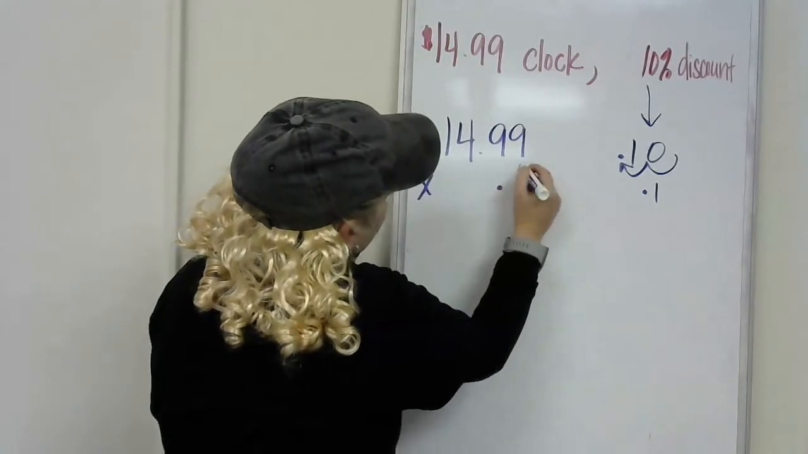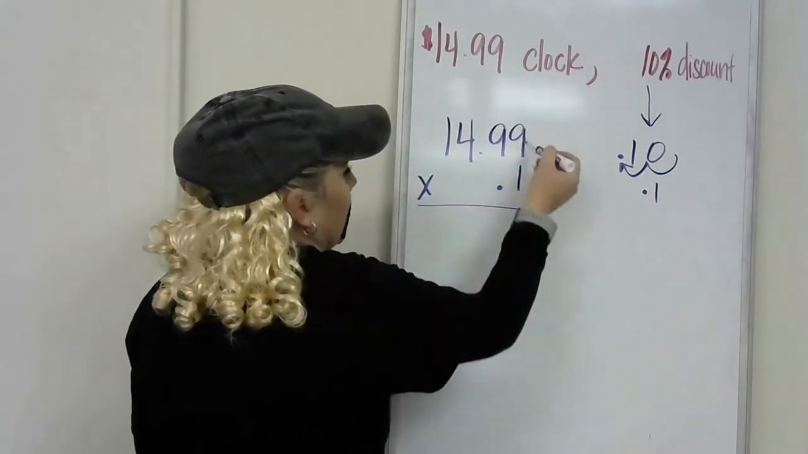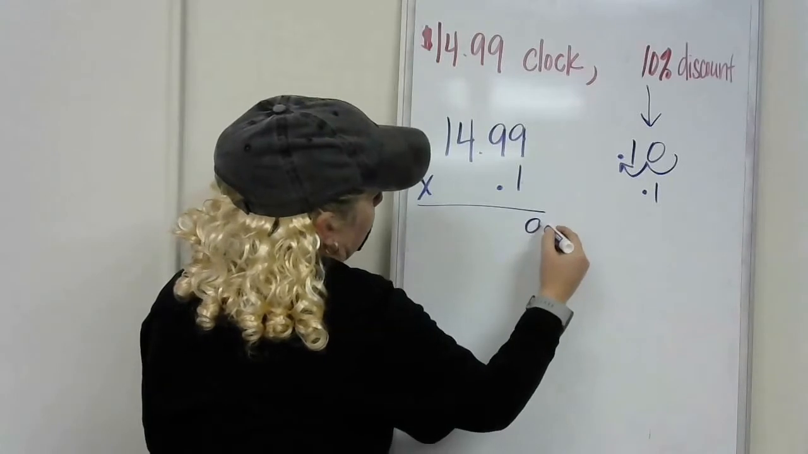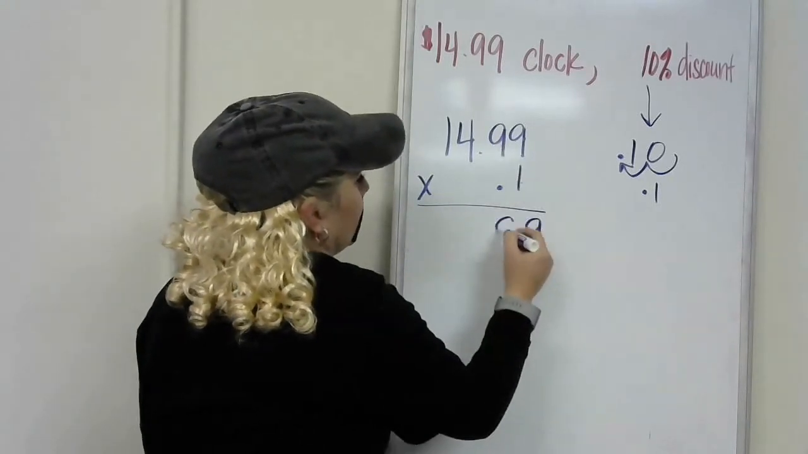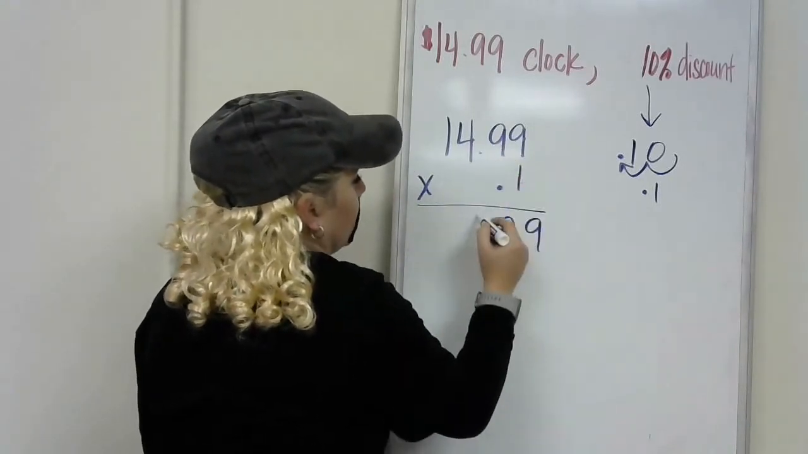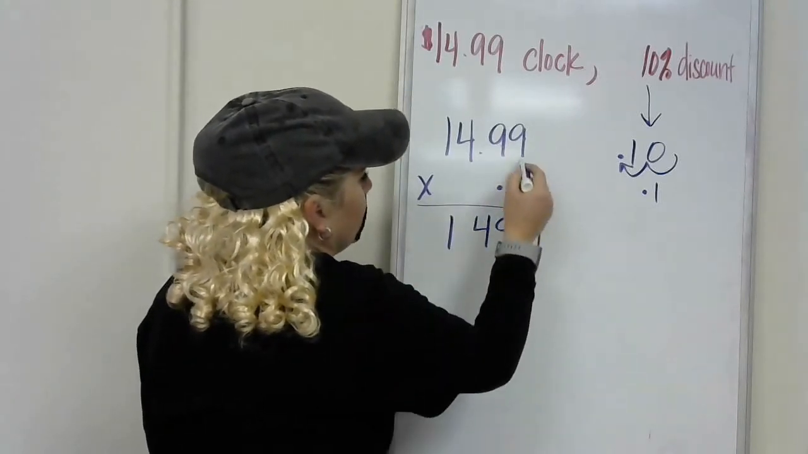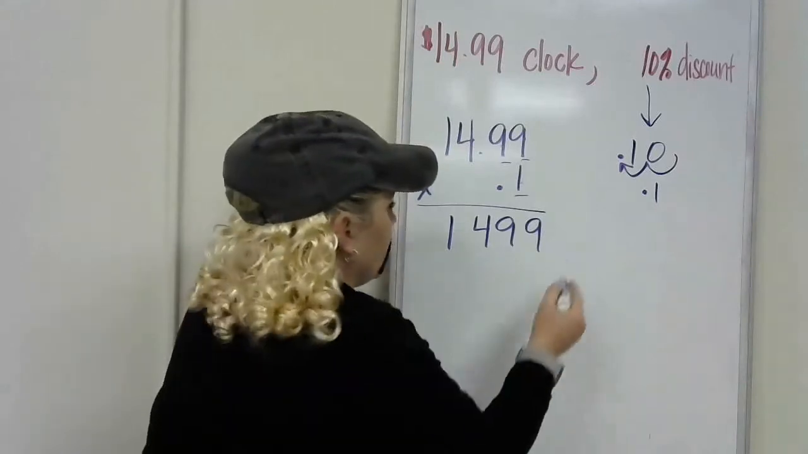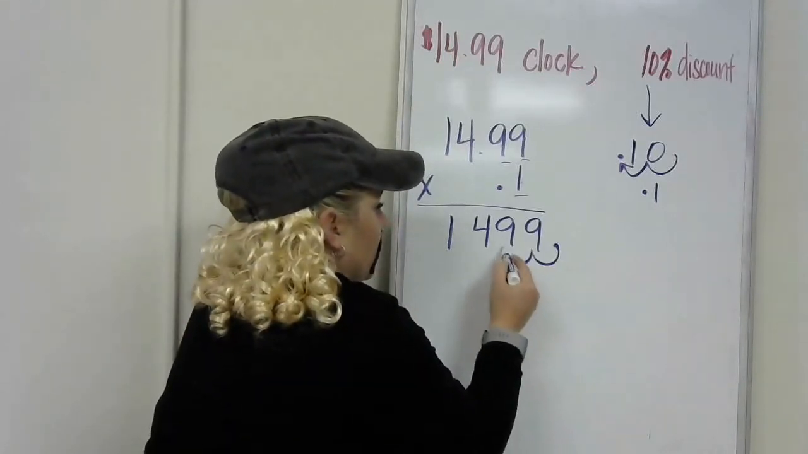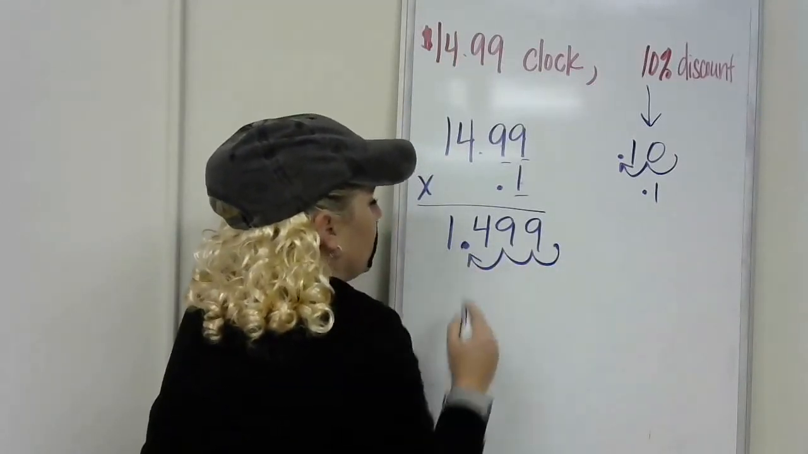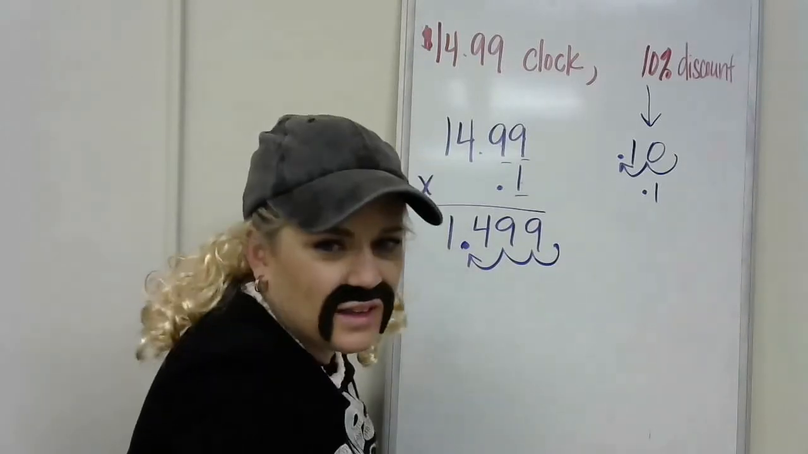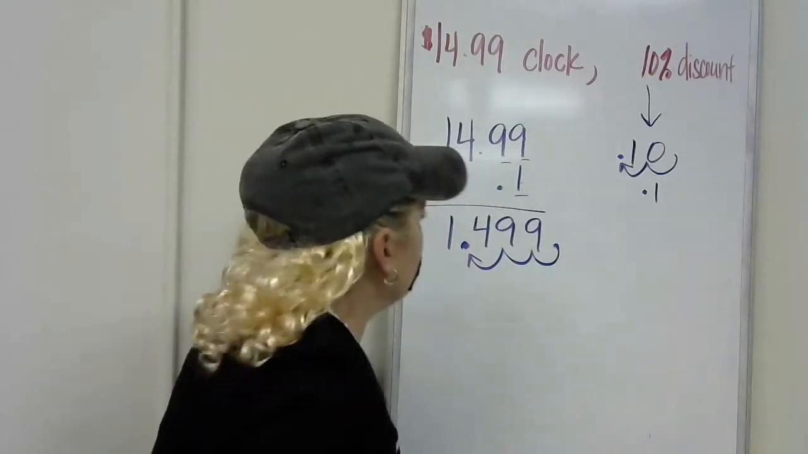All right, so let's do our $14.99 times our 0.1. Okay, 9 times 1 is 9. 9 times 1 is 9. 4 times 1 is 4, and 1 times 1 is 1. And we got 1, 2, 3 decimal places. So let's move it 3 decimal places. All right, now that's not money. That's got 3 decimal places. We got to bump this up.